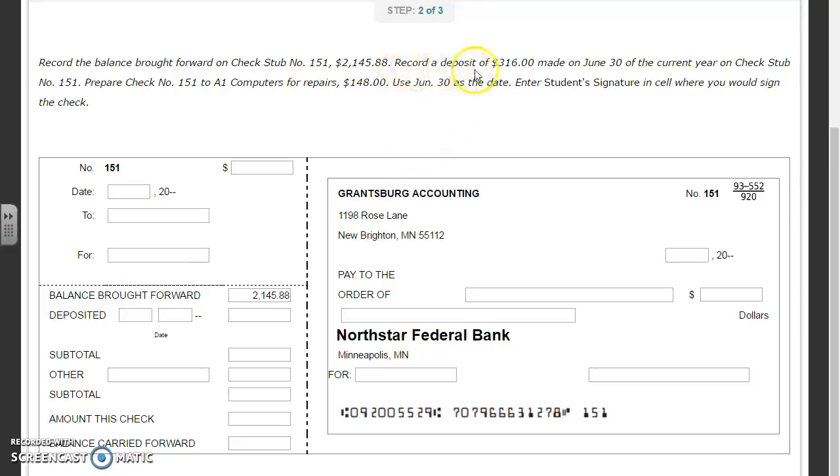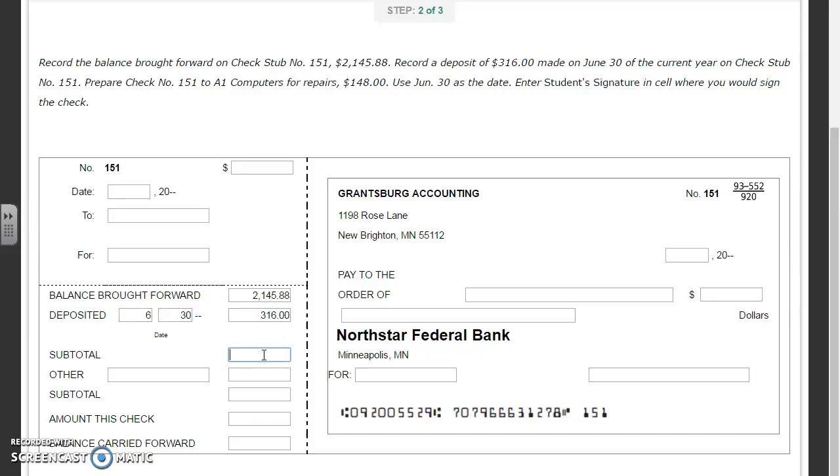Next, it says to record a deposit of $316 made on June 30th of the current year on check stub number 151. So we have a deposit made on June 30th for $316. So we're going to go put in the date, so 6/30, and the deposit was $316.